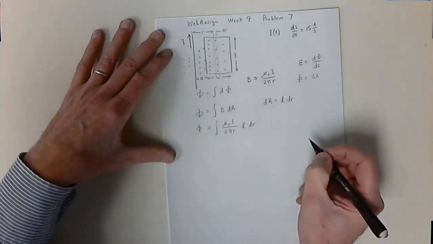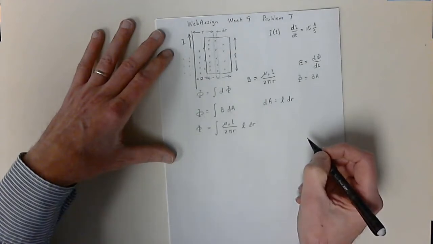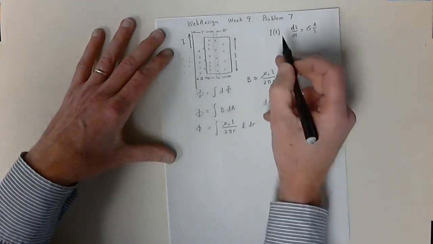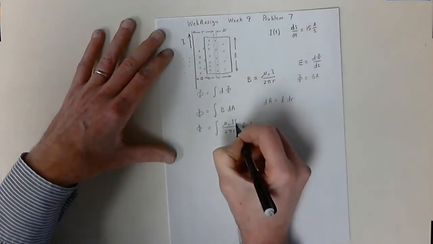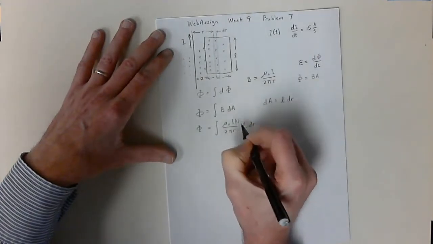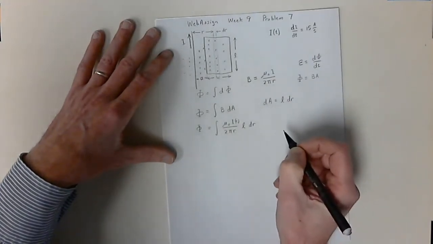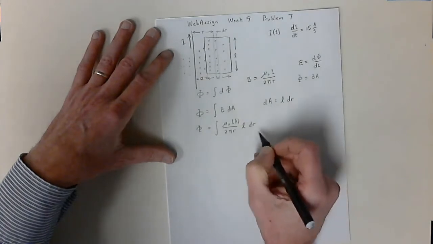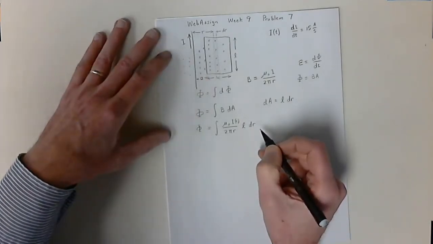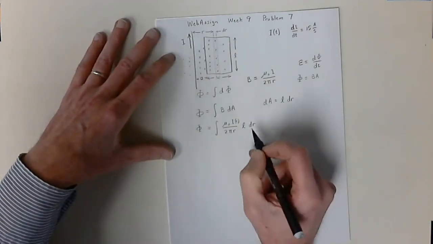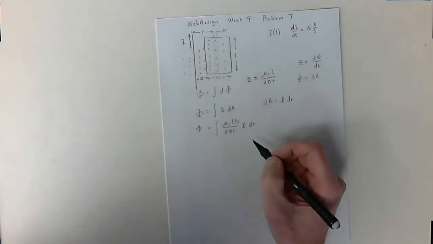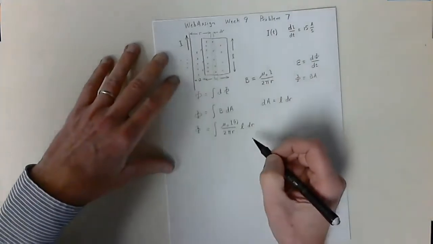This is getting ready to integrate. We could do a few more things to it. We could simplify it and say, can we take some constants out of here? Notice that I is actually changing with time, but that doesn't matter. The integral is over r, not t. So the fact that that varies with time doesn't really matter. For the purposes of the integral, it's a constant.